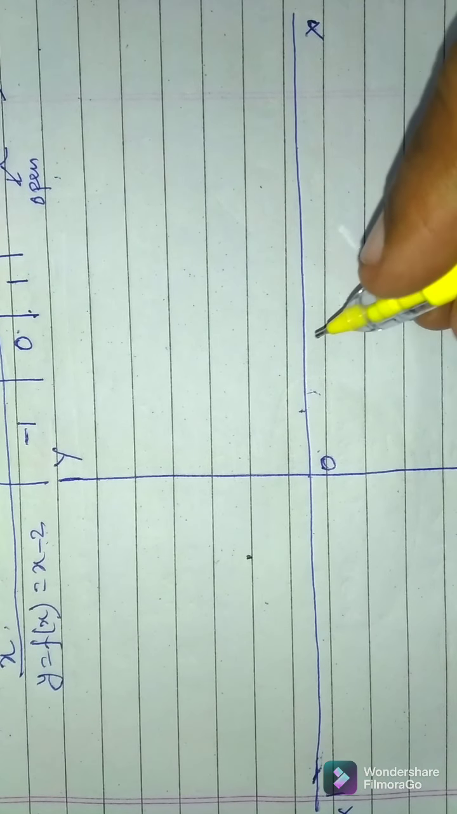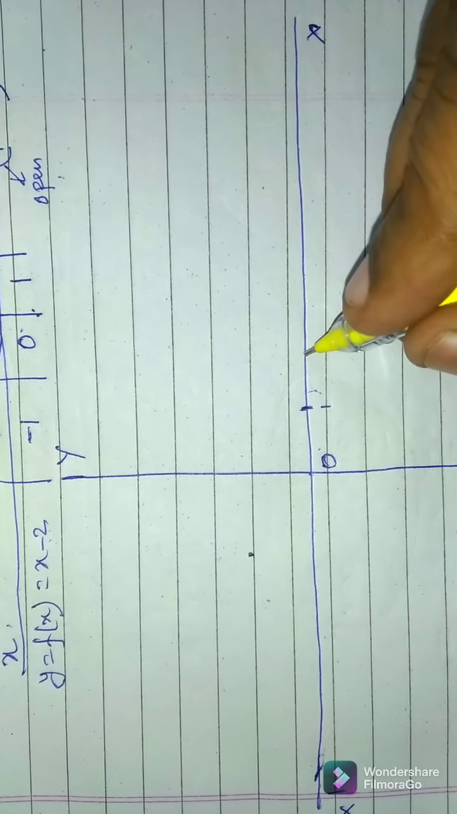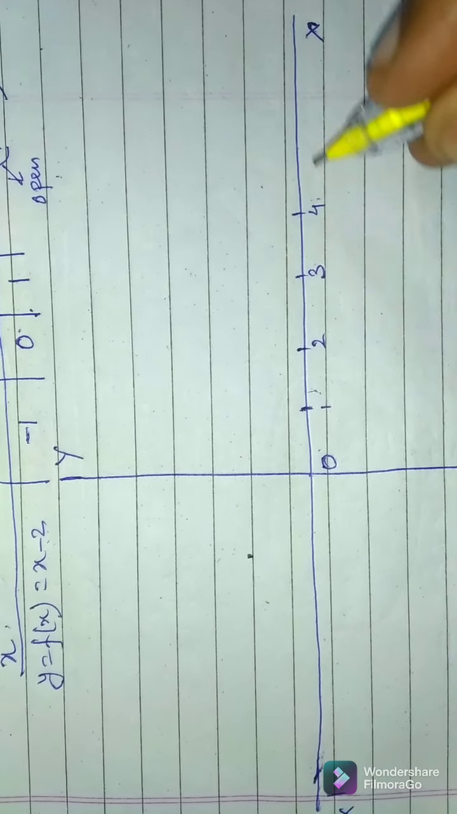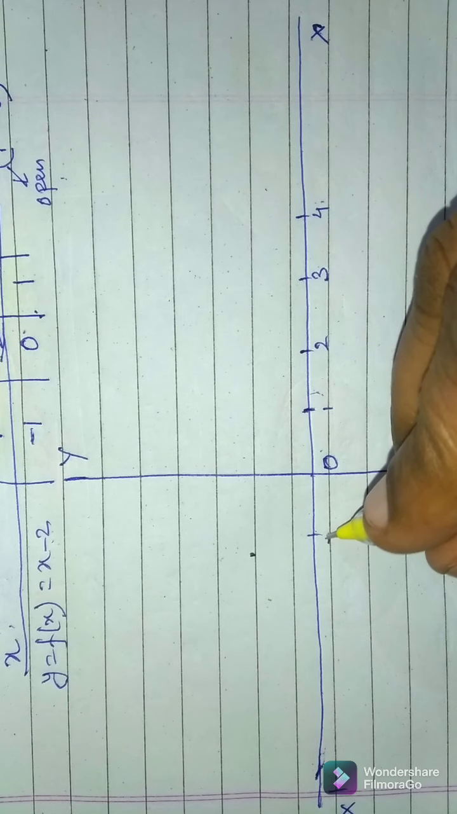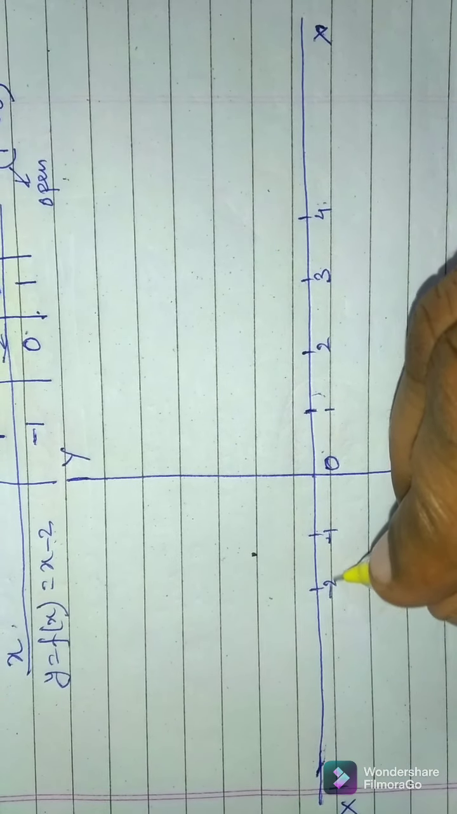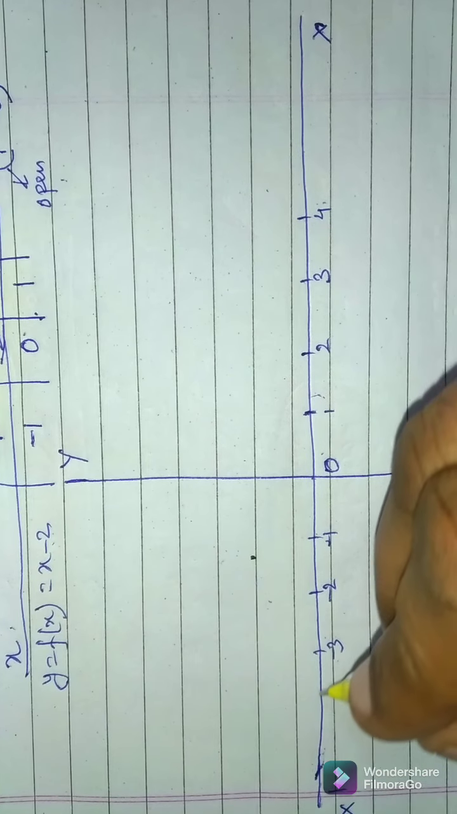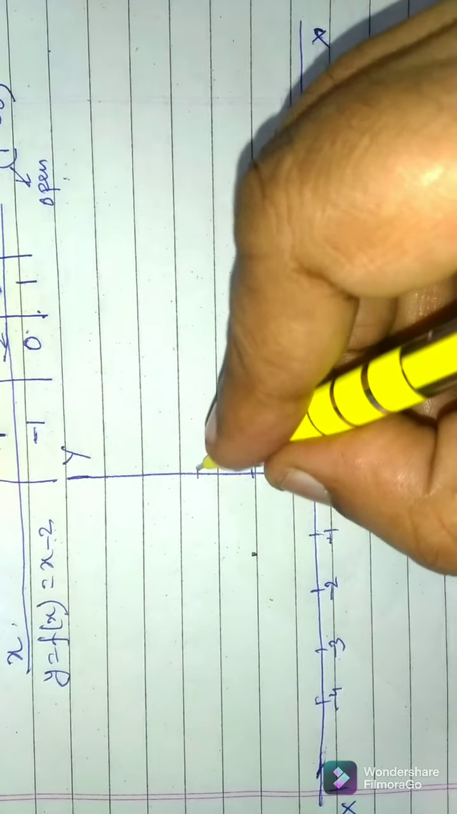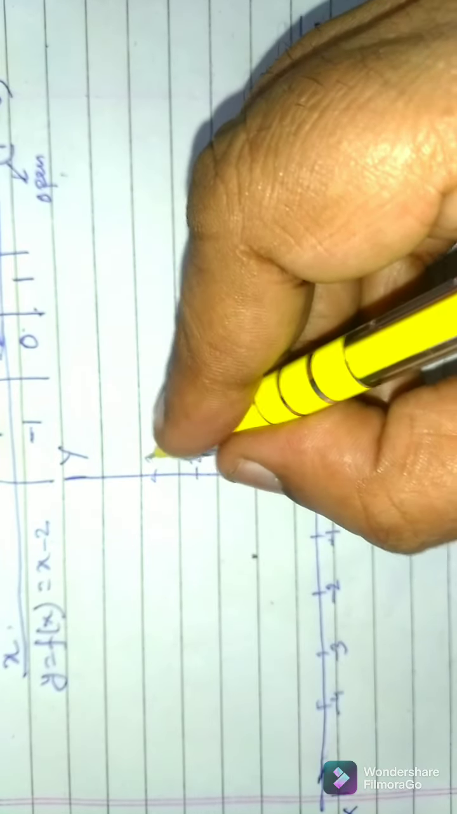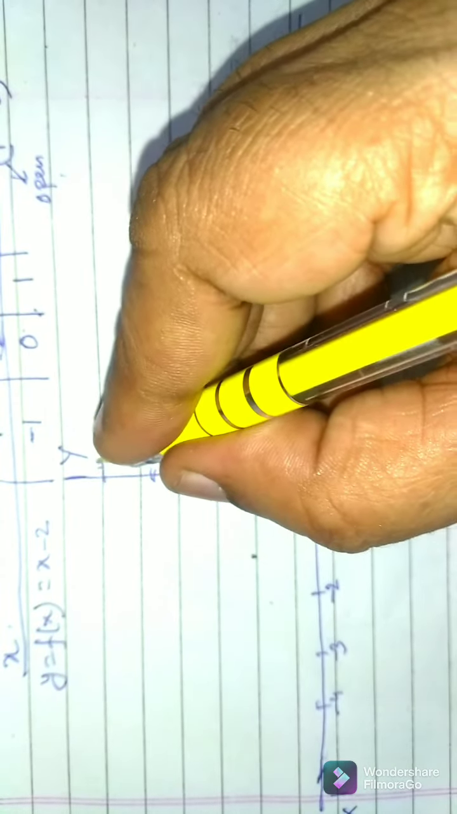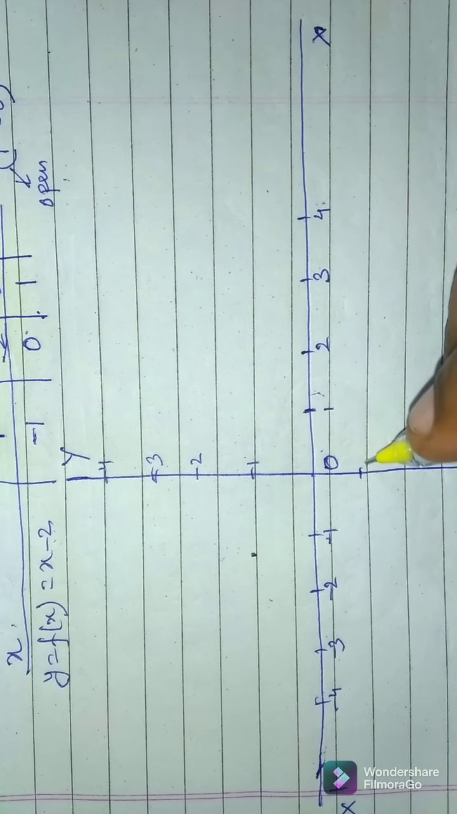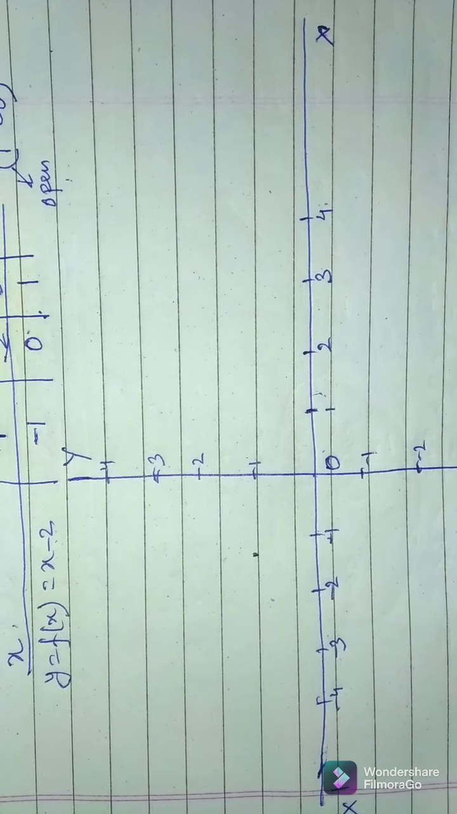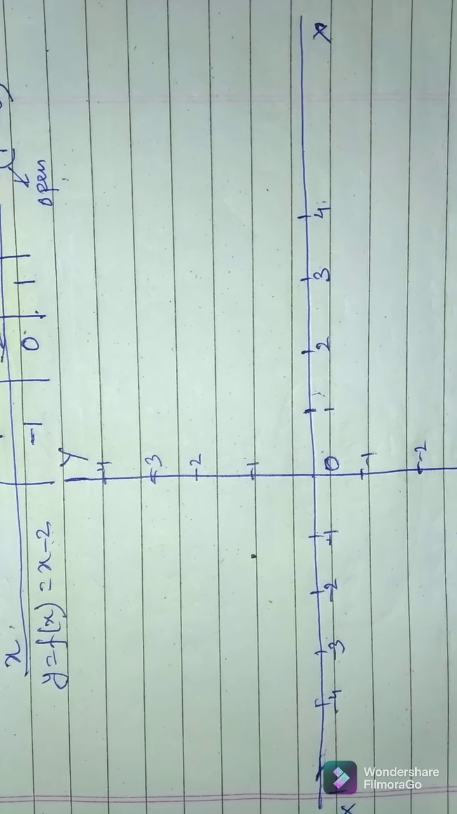We will take 1, 2, 3, 4, then -1, -2, -3, -4, 1, 2, 3, 4, then -1, -2, -3, -4, and so on.